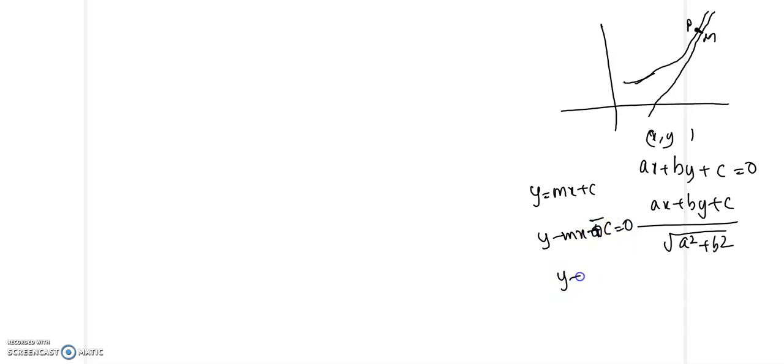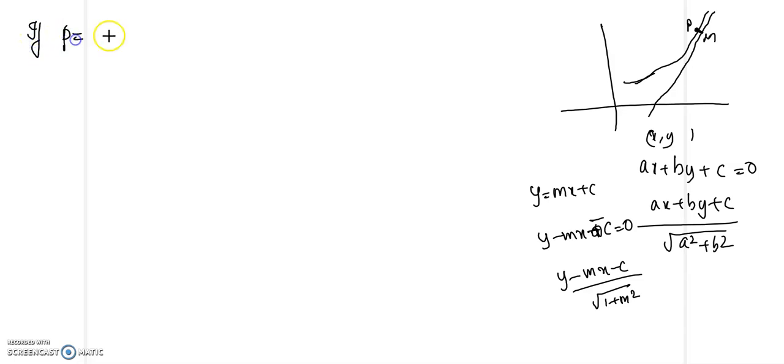Now, when we take the perpendicular distance, it will be (y minus mx minus c) by root of 1 plus m square. So this distance must approach 0 as x tends to infinity. So let us write that limit.